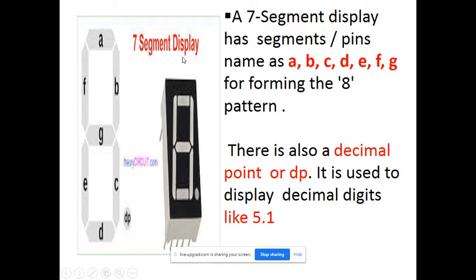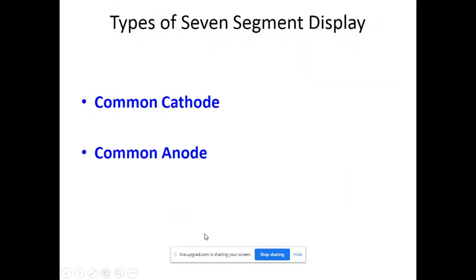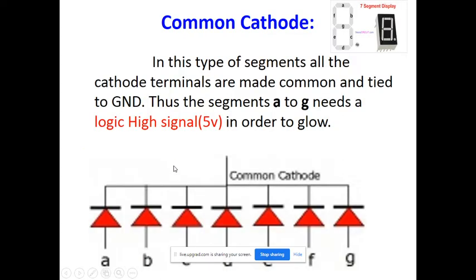For that you are taking the help of 8 LEDs which are arranged in this particular fashion. Now these 8 LEDs are connected in two ways or two configurations: either common cathode or common anode. In the common cathode configuration, all cathodes are connected together, it becomes a common cathode, and it is connected to ground.